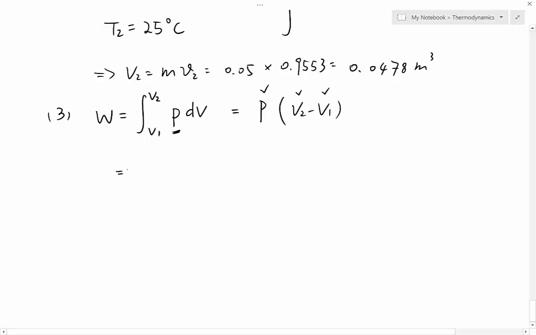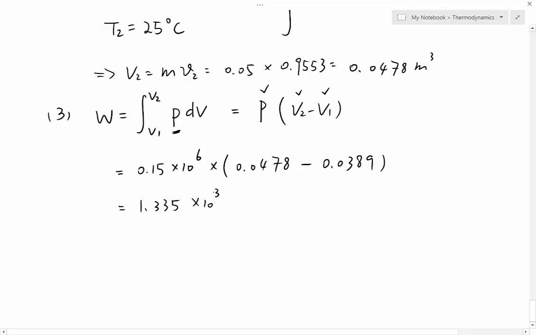Okay, so now let's plug in pressure. Pressure is 0.15 megapascal. Make sure you plug in SI unit for every parameter. So we have to convert megapascal to pascal by multiplying by 10 to the 6. Mega is 10 to the 6, kilo is 10 to the third. Multiply by V2, 0.0478 from before, minus V1, 0.0389. Both are in SI units. Okay, so the solution is 1.335 times 10 to the third.